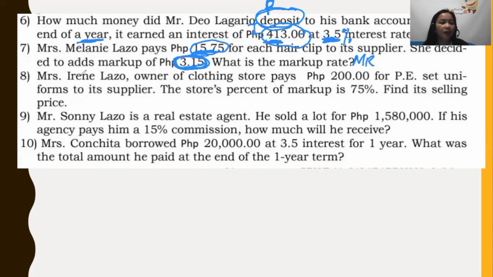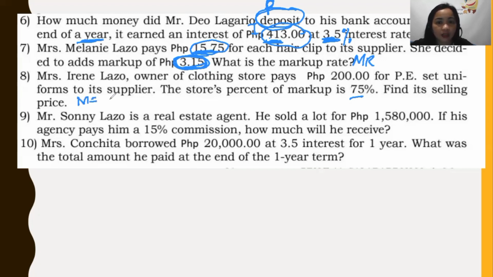In number 8, Mrs. Irene Lazo, owner of clothing store, pays 200 pesos for PE set uniforms to its supplier. The store's percent of markup is 75%. Find its selling price. So, selling price naman ang nawawala. First, bago mo mahanap yung selling price, computein mo muna si markup. Diba?